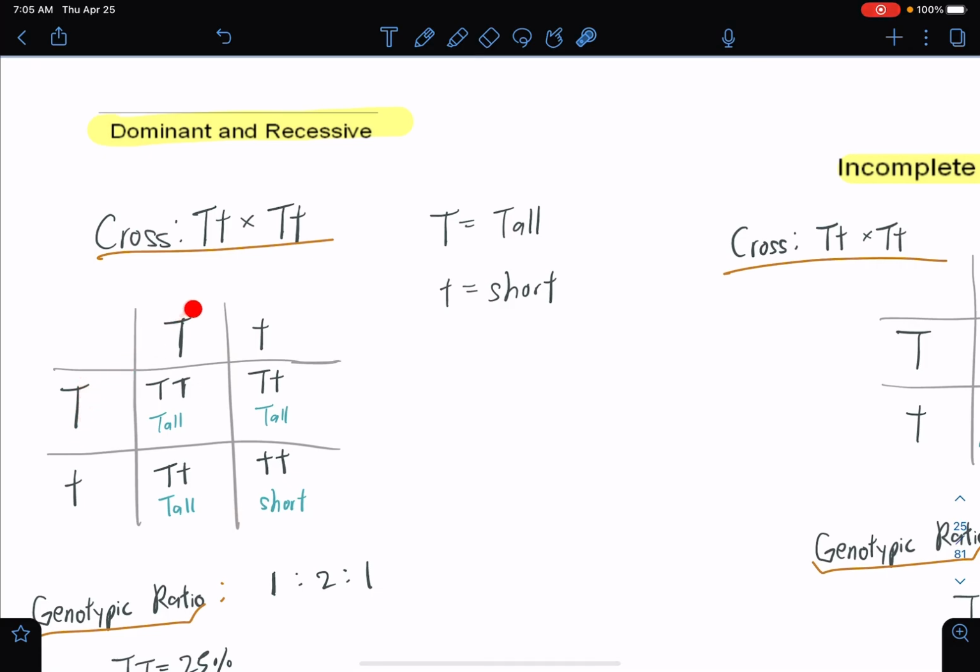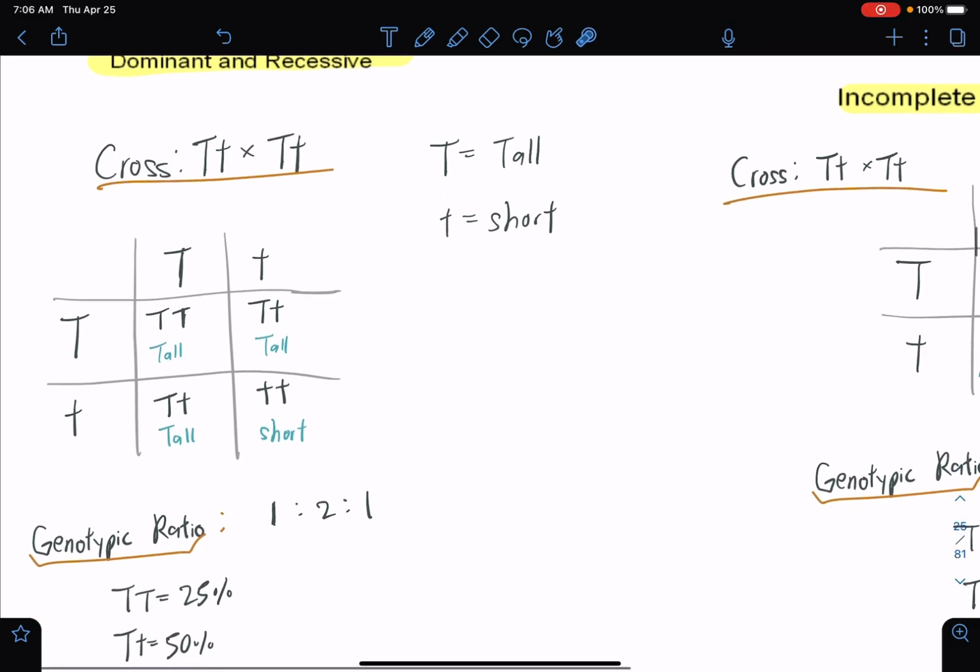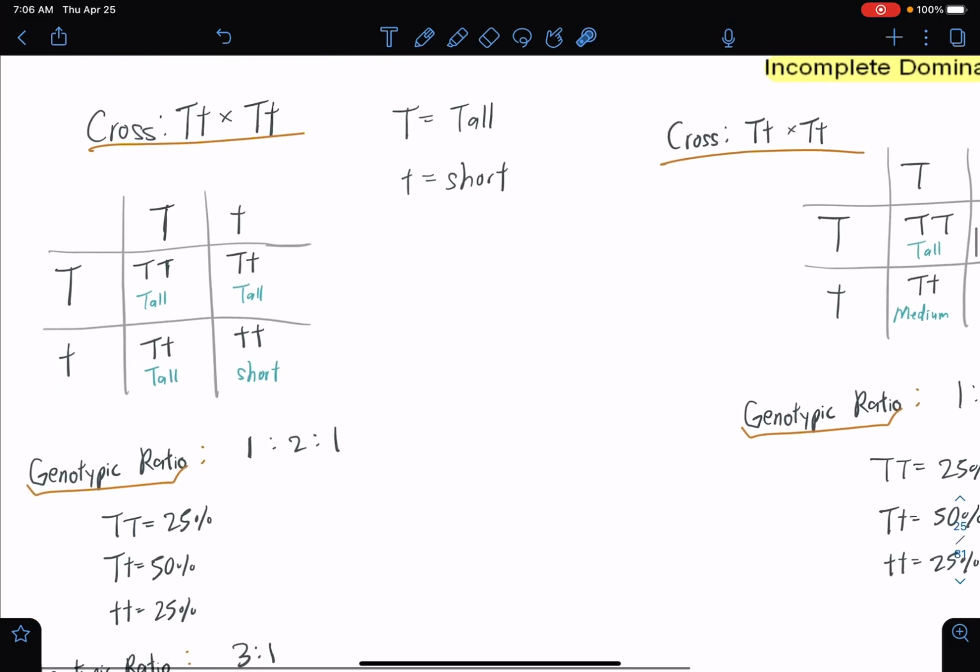So if we cross them together, we have capital T capital T, this is tall, capital T small t, this is still tall technically, and small t small t is short. So what is the genotypic ratio? This is basically another fancy word for genotype, but with a ratio. So for homozygous tall, we have 25%. Heterozygous tall is 50%, and homozygous short is 25%.